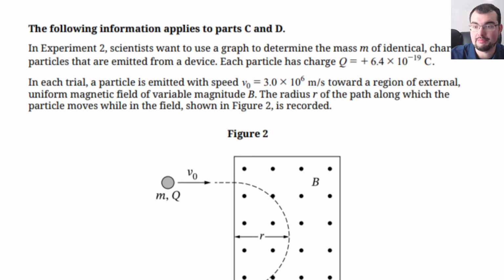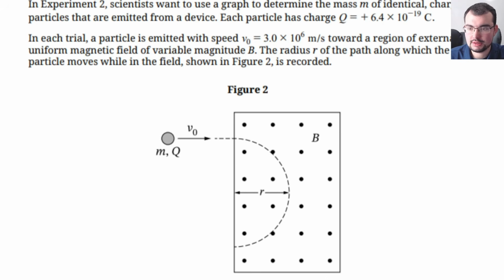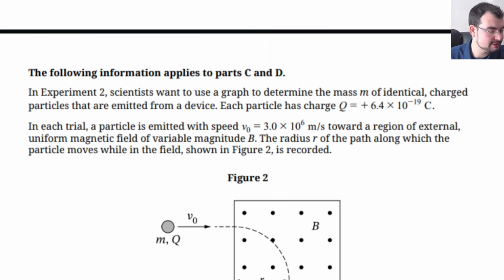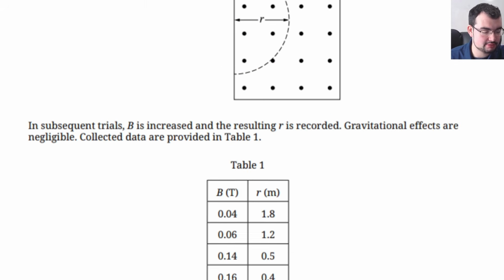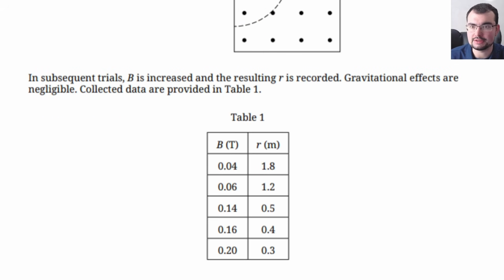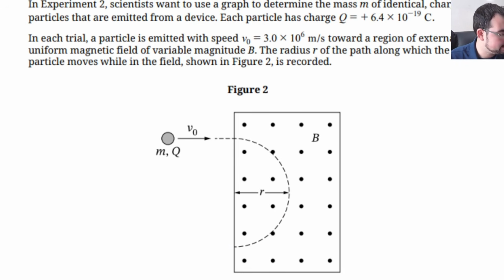All right, now we have the mass spectrometer. This is another pretty standard scenario with magnetism. So we send spheres at known speed, and we measure their radius, taken for different B's. So anytime you see the mass spec, we know it's going to be a magnetic force supplying a centripetal force.